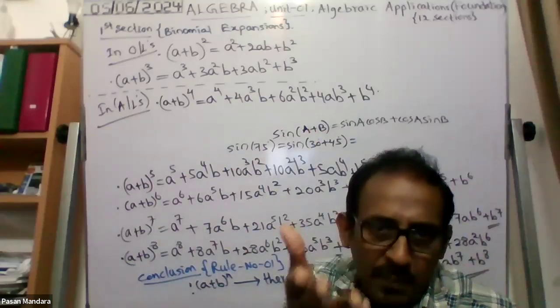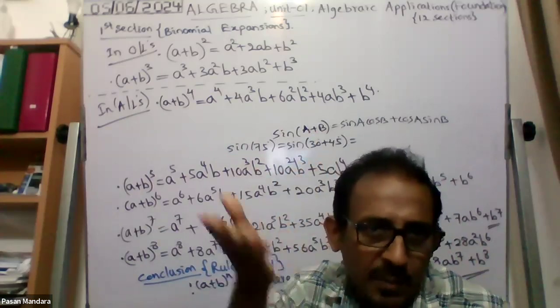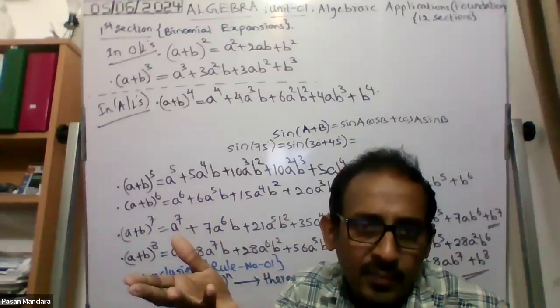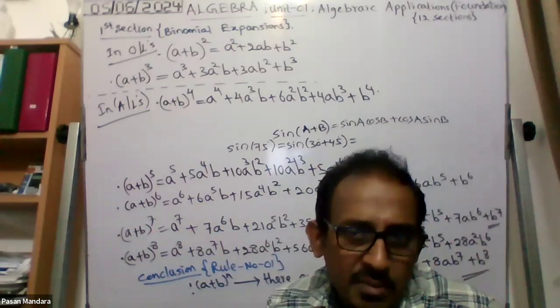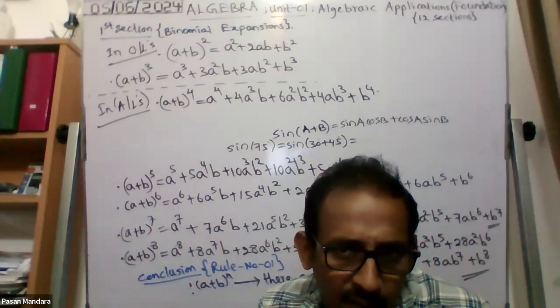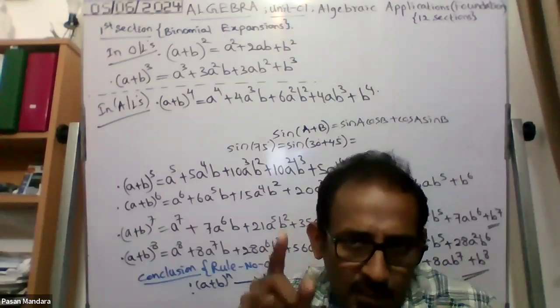You can now put (a plus b) to any power without looking at the board. Say (a plus b) to the power 9: how many terms are there? There will be 10. The first term will be a to the power 9.